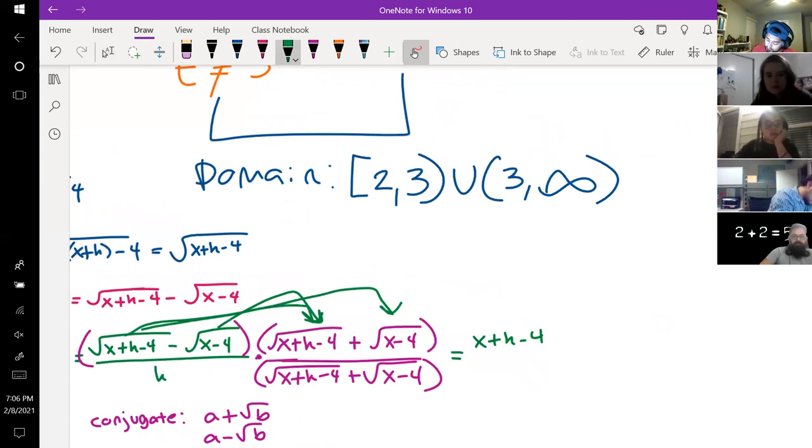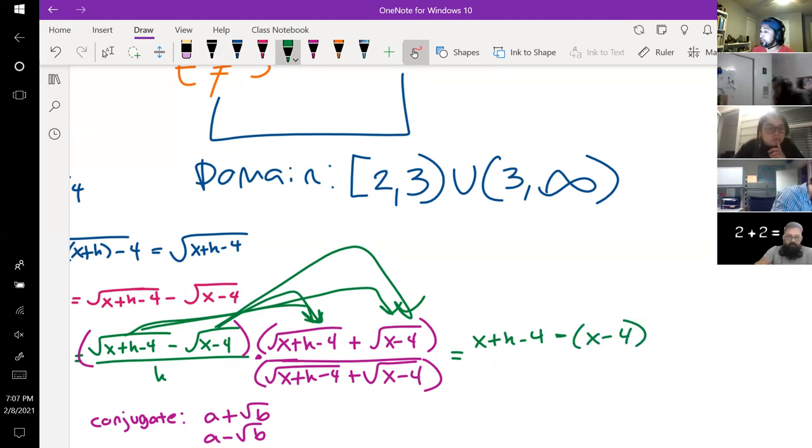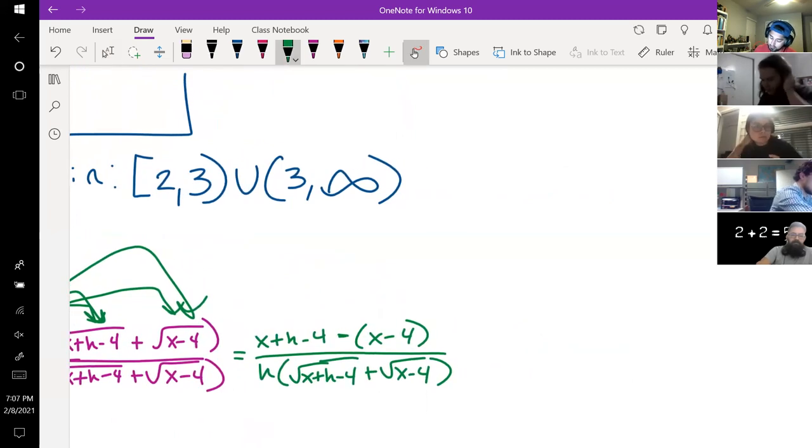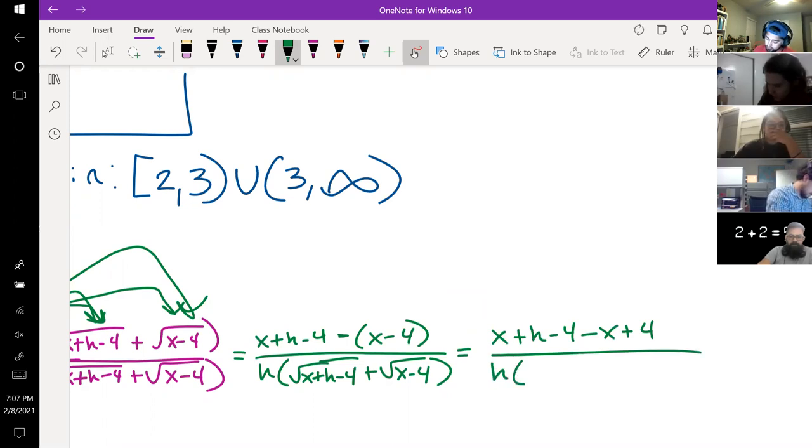And then the last part is minus square root of x minus 4 times the square root of x minus 4. So those are going to cancel and leave you with x minus 4. Make sure to leave that in parentheses. Over h times all of this. And then fix the numerator, x plus h minus 4 minus x plus 4 over h times all of that.